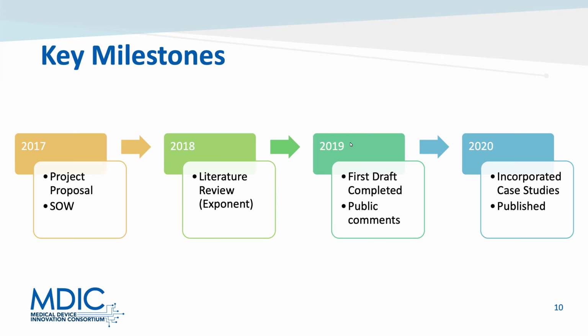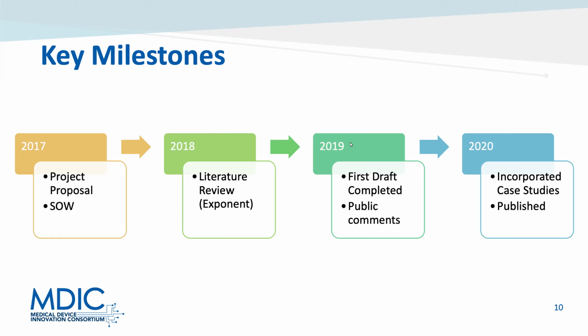It started in 2017 for the reasons that I've already outlined. There was a gap about how to communicate specifically to medical device patients. In 2018, MDIC commissioned a literature review from Exponent to study the best practices in communicating risks, benefits, and uncertainty.